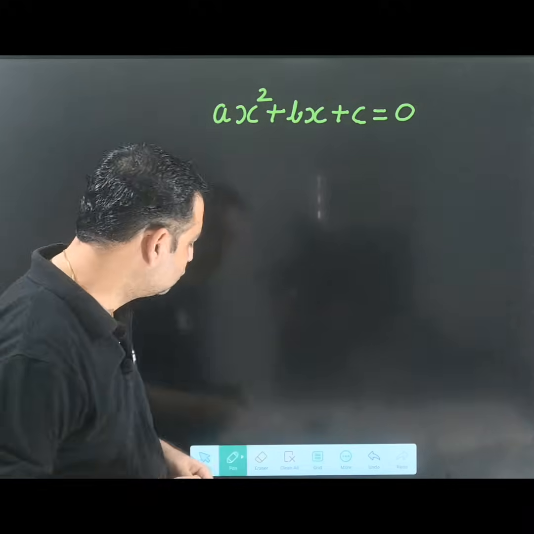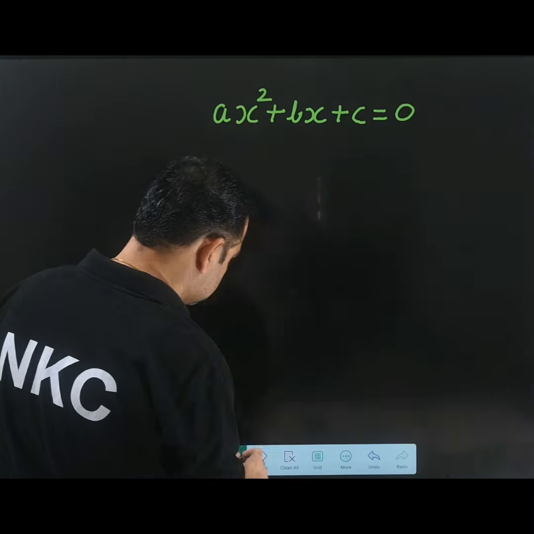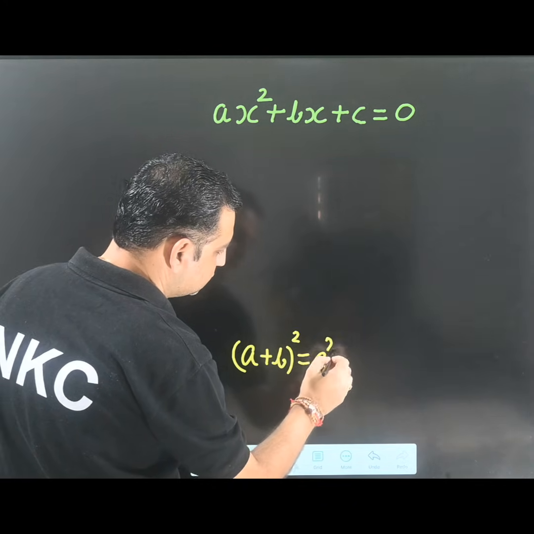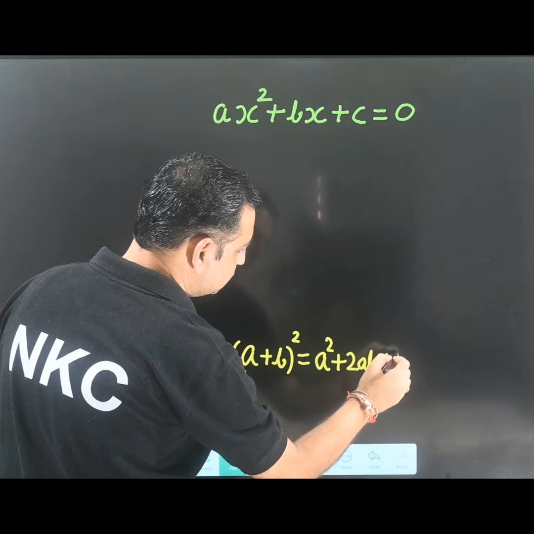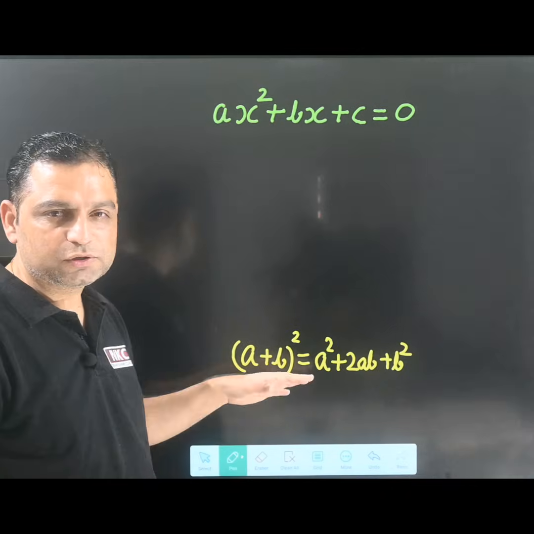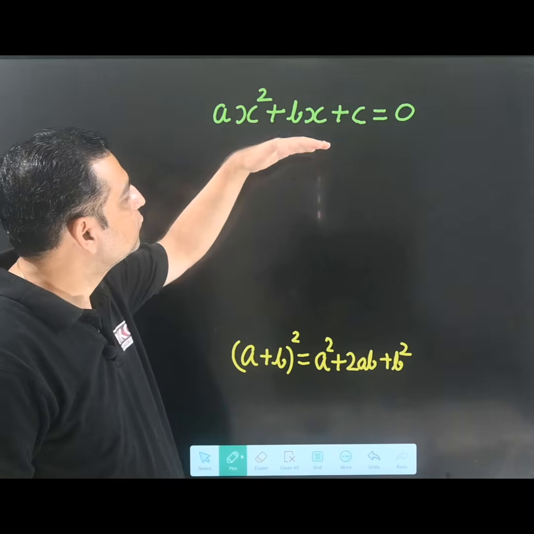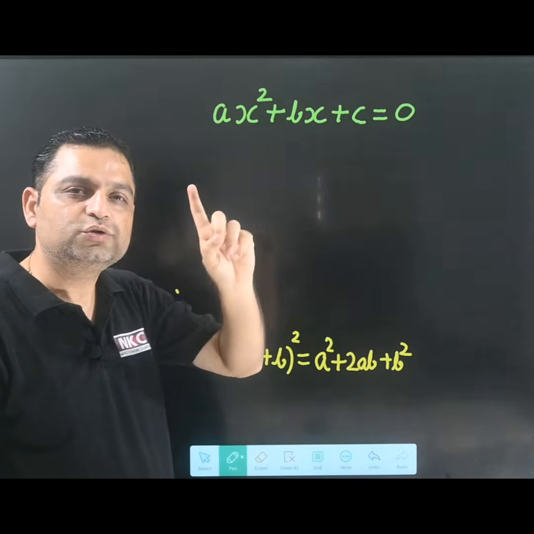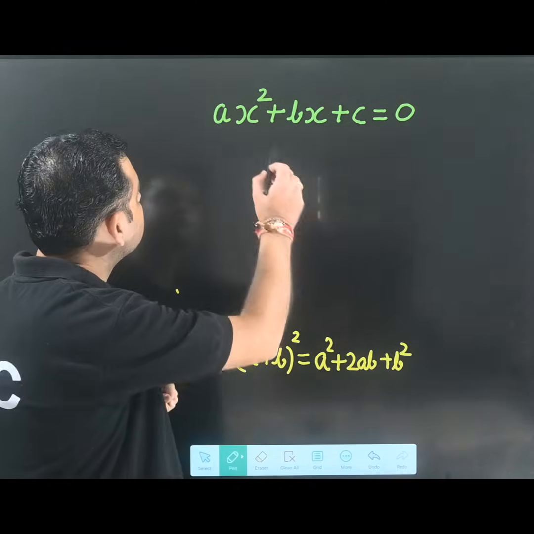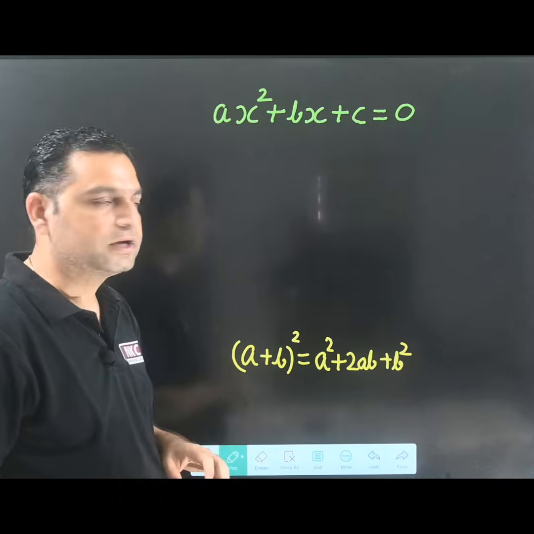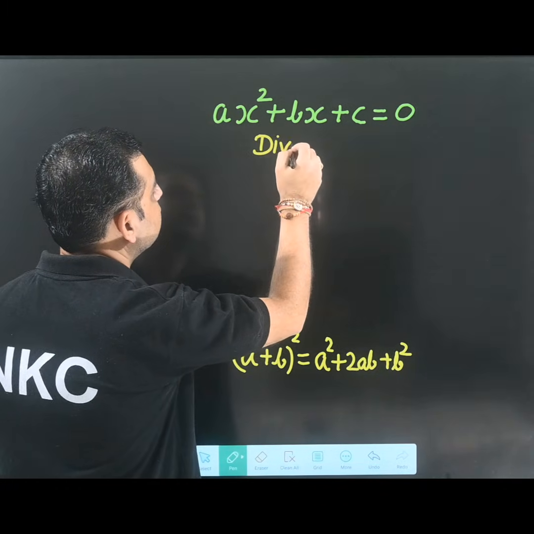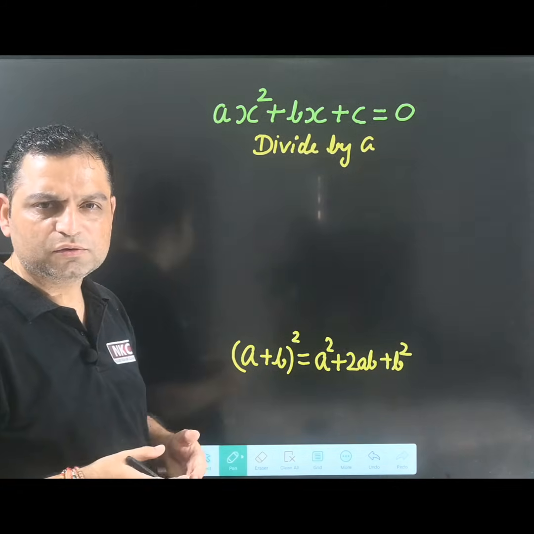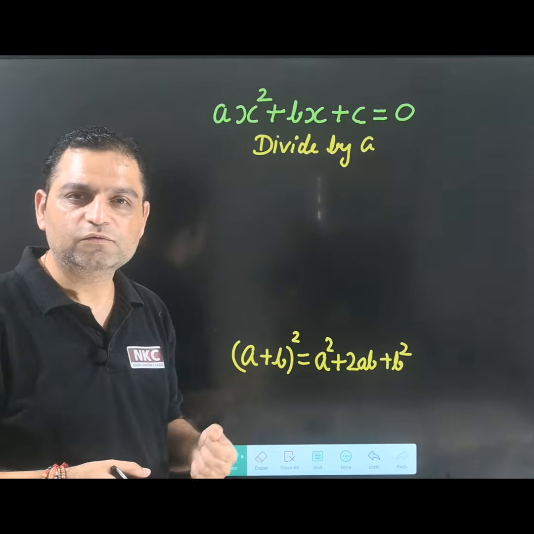Completing square method means two types of squares we can make here. I am going to make a plus b whole square. We know that this is equal to a square plus 2ab plus b square. This is going to be helpful for us. But for applying the completing square method, firstly, the coefficient of x square should be 1, whereas I am having this coefficient as a. So what I should do is divide both sides by a, in order to make the coefficient of x square as 1.